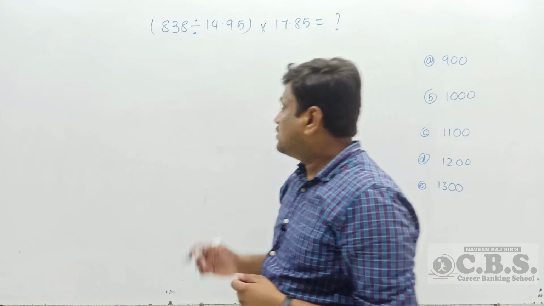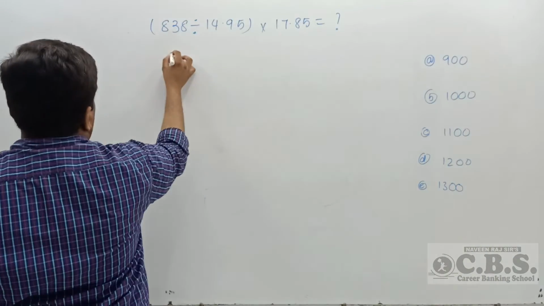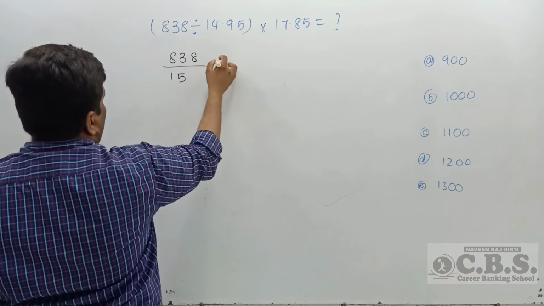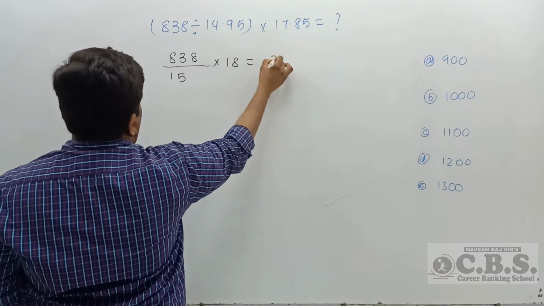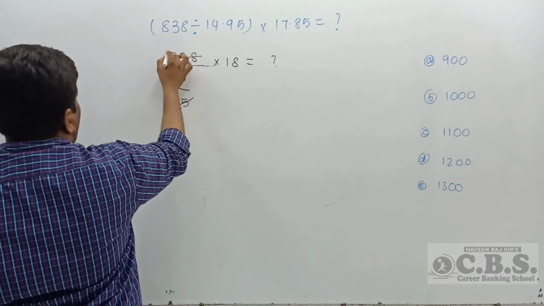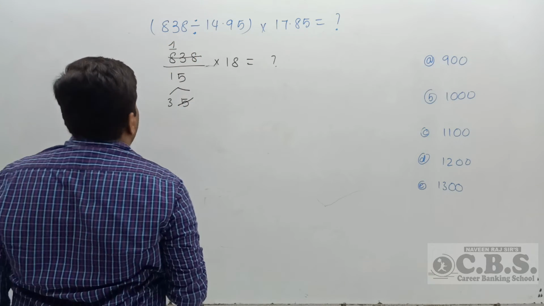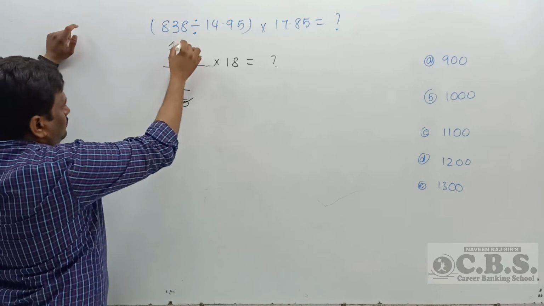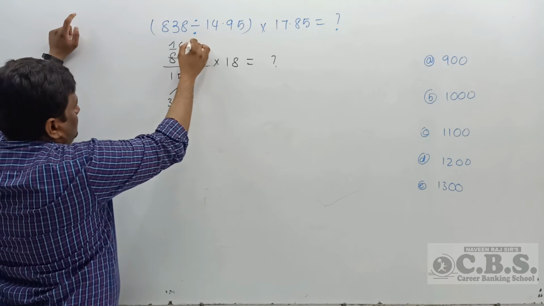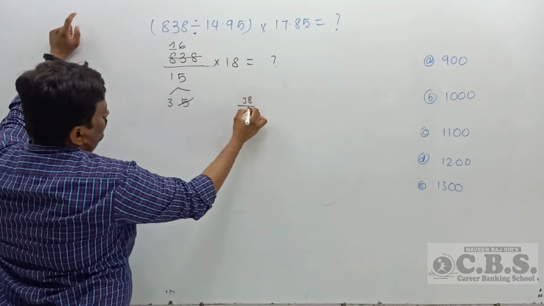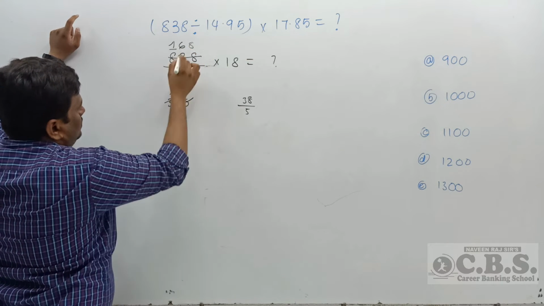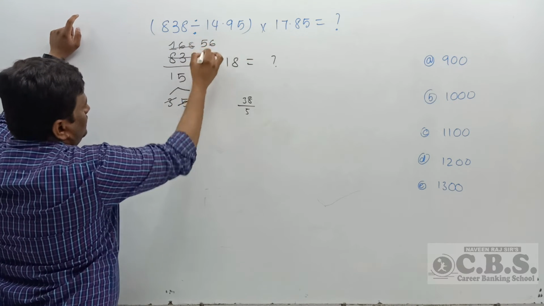Okay, next question. So you take it as 838 divided by 15, so into 18 is equal to question mark. What is the prime? 3 and 5. First I deal with 5. 5 ones are 5, 33. Okay, so 5 6 are. Next 5, so 38 near to 5 is 40. 5 how many times? So 8 times. Next 3 table. 3 5s are 15, 3 6s are 18.